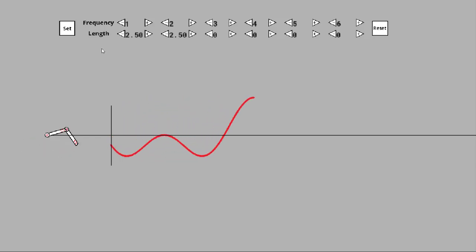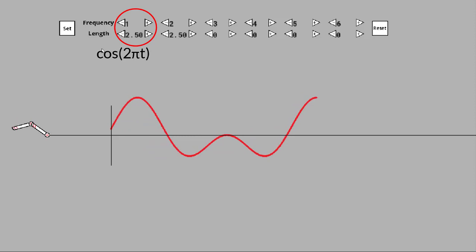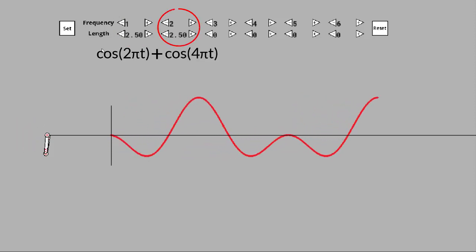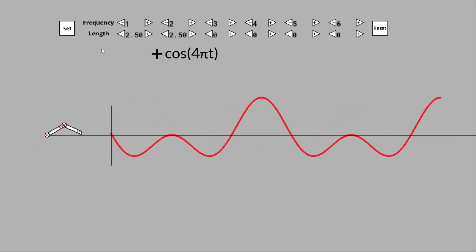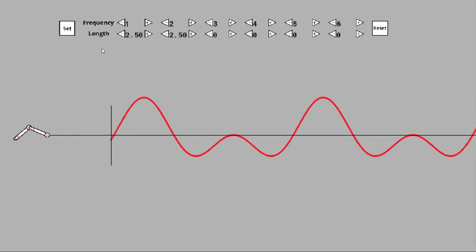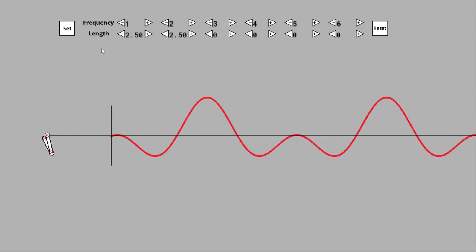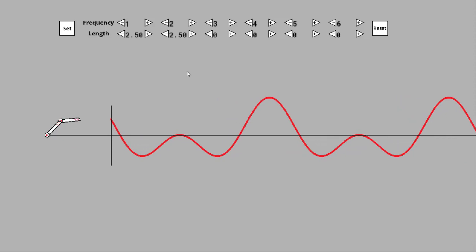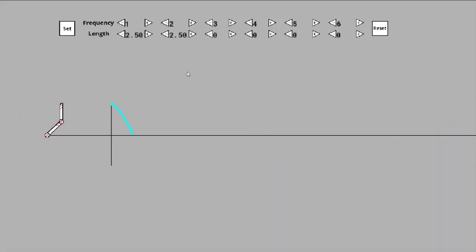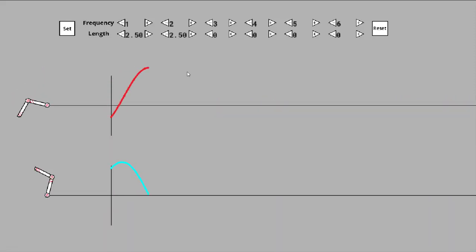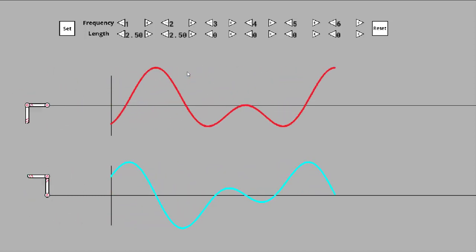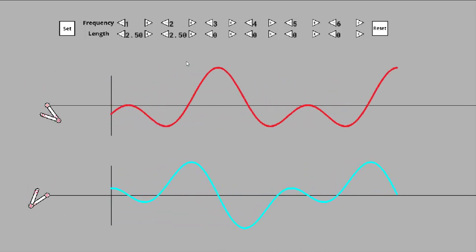This graph can be expressed as cosine of 2 pi t plus cosine of 4 pi t. We can do the same thing with sines as well. Pressing the arrow keys left and right, we can switch between modes, between showing cosines, sines, or both. We'll stick on both for the rest of this time. Seeing the two simultaneously gives us a good idea of the difference between how sines and cosines sum together.